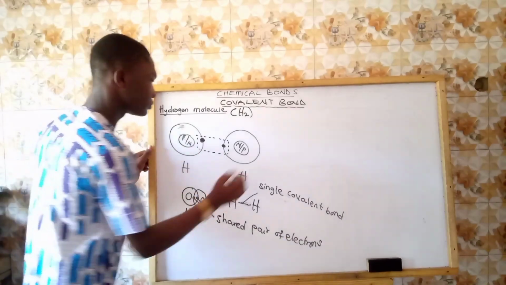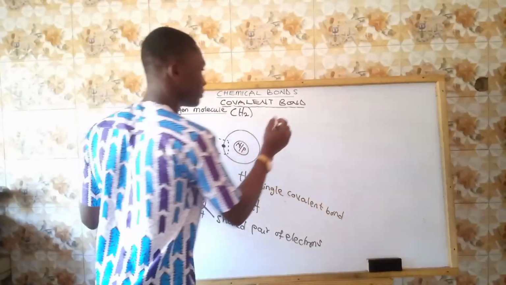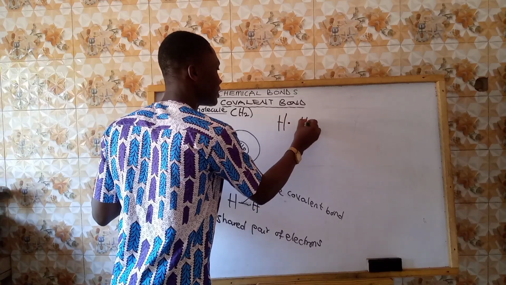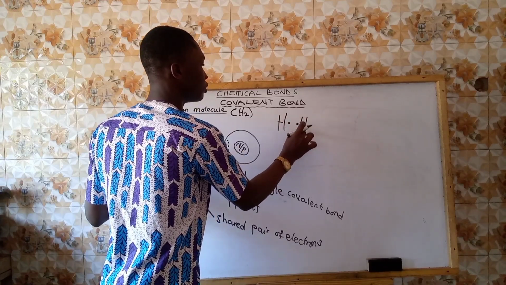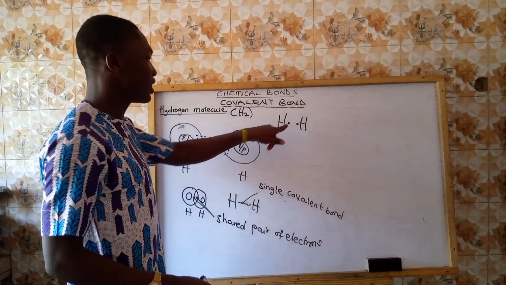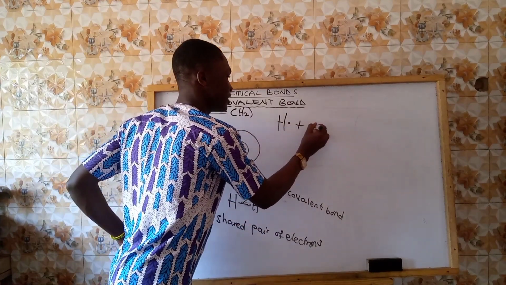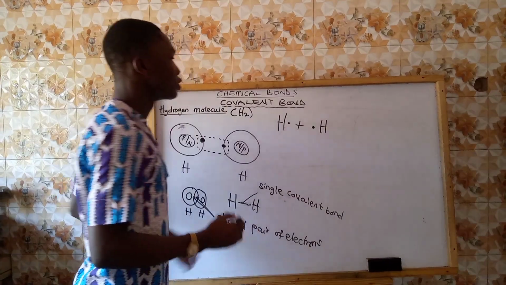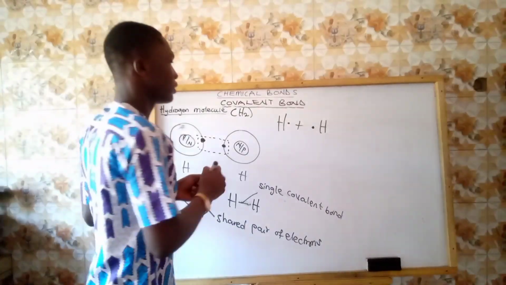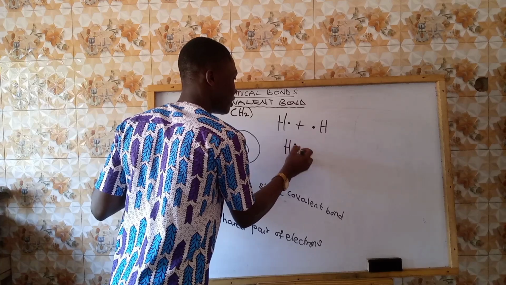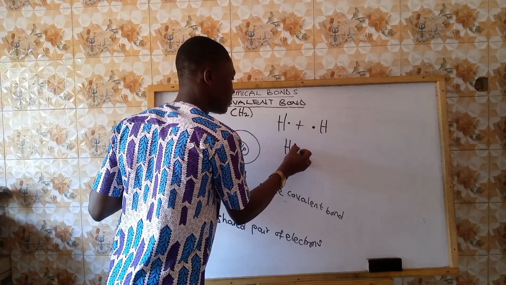So let's draw the dot structure. You have H here and you have H here. So this H has one electron here. This H also has one electron here. So how will they share the electrons? This guy will come here, they will lie side by side, and then this guy also will come here.